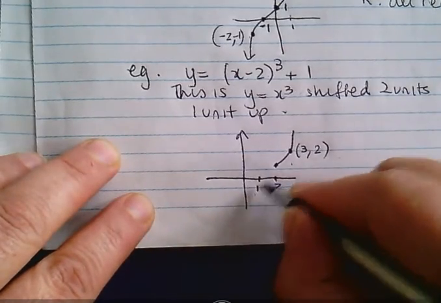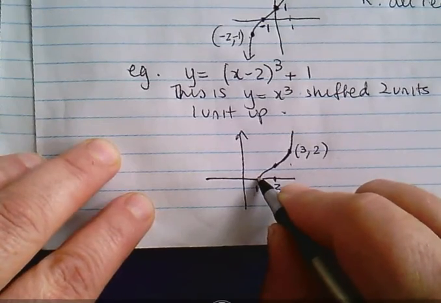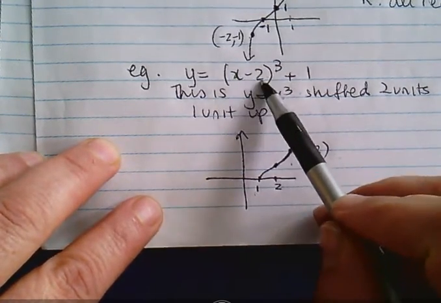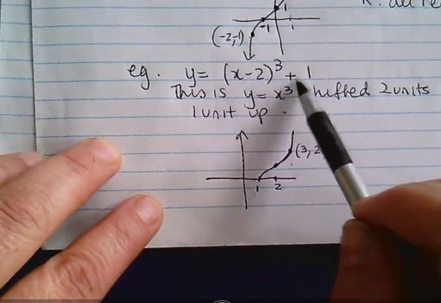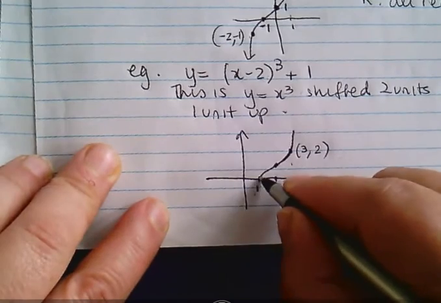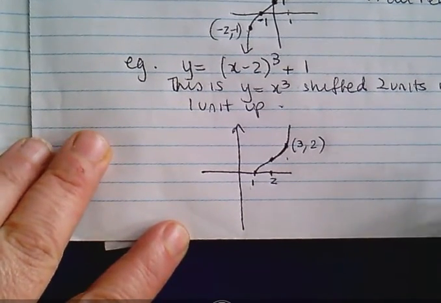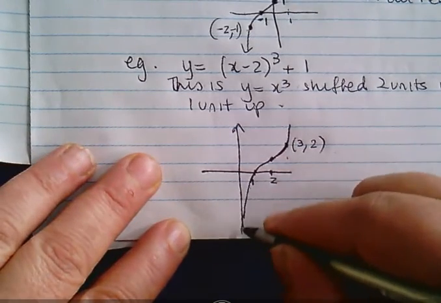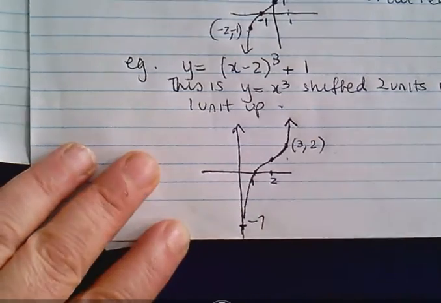And this one should be 1, 0. When x is 1, 1 minus 2 is negative 1. Negative 1 cubed is negative 1, plus 1 is 0. This other one, but what about when x is 0? What do you get? You get negative 7. So you might want to put that in as well. And an arrow up there.